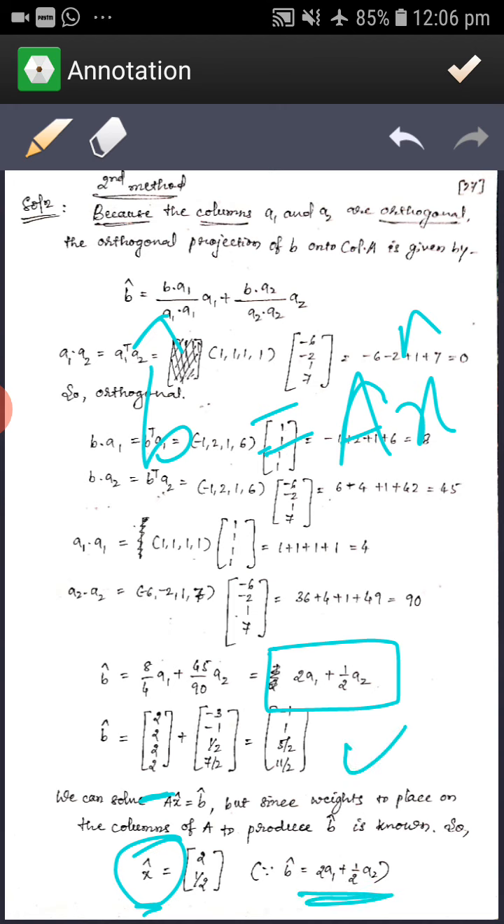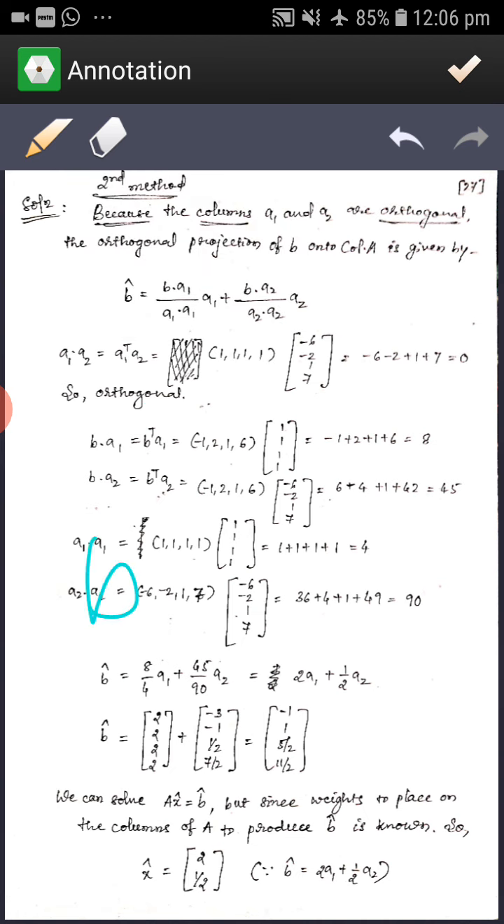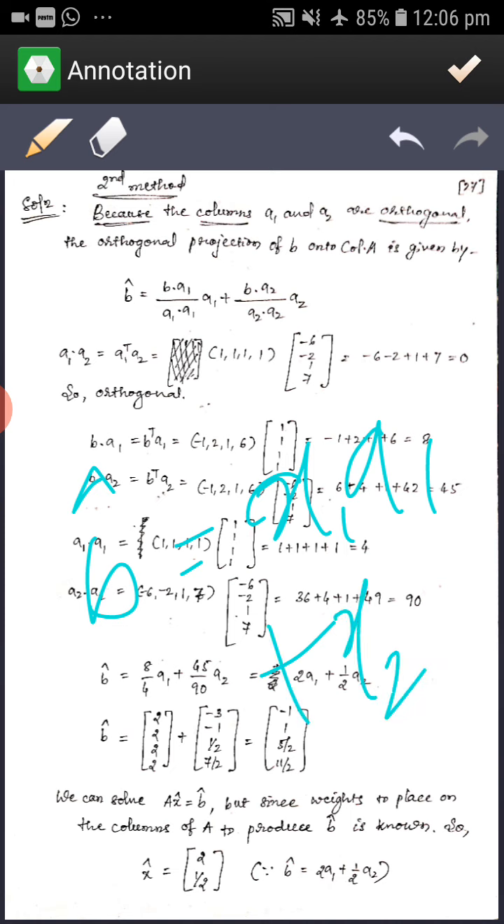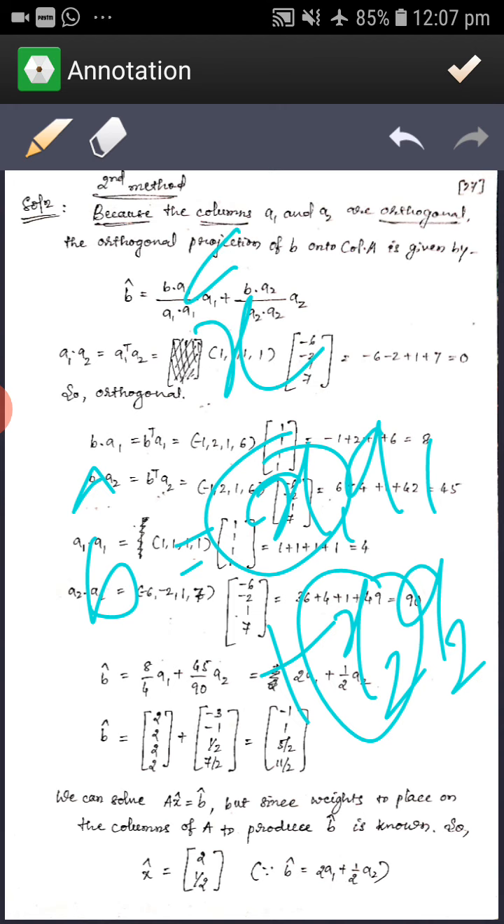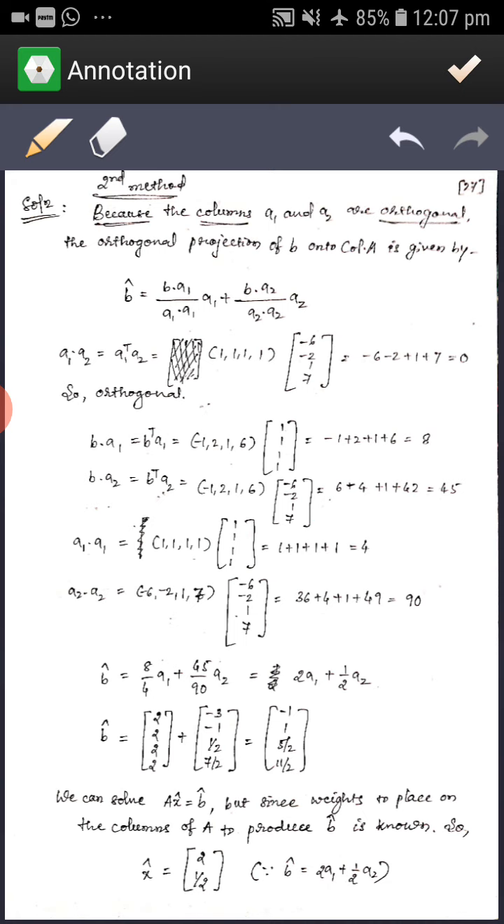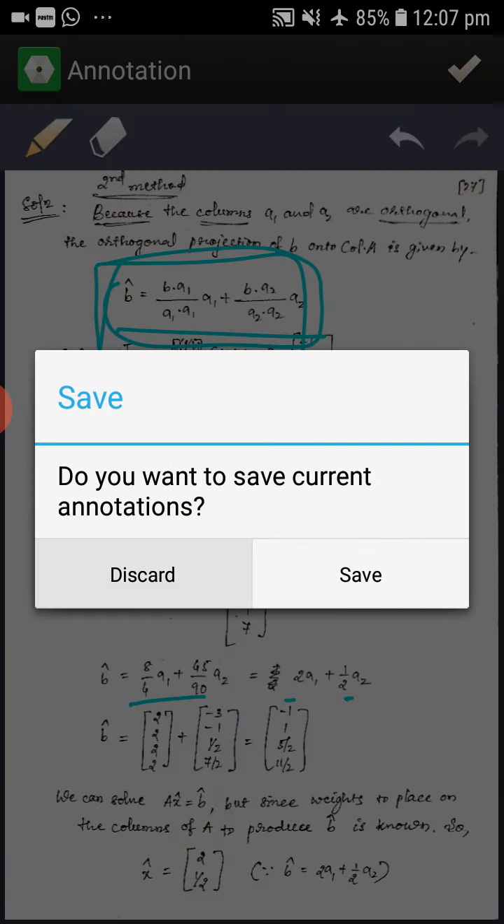In this case, if you take 2a1 plus 2a2, that is nothing but x1 a1. Similarly, b cap is equal to x1 a1 plus x2 a2. So that is nothing but x1 x2, which is x cap. So x cap is equal to 2a2. Like this we can calculate x. Either we can use the previous method, A transpose A, or we can calculate the projection, meaning the b value, by using this equation. Then directly we can get the x values here.